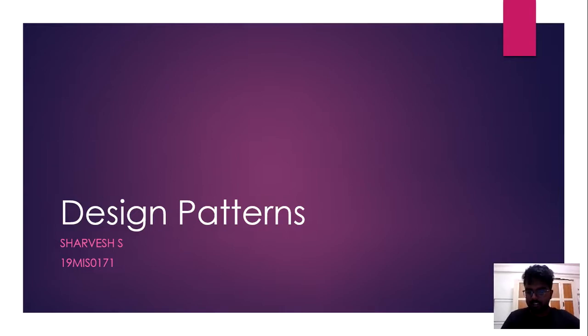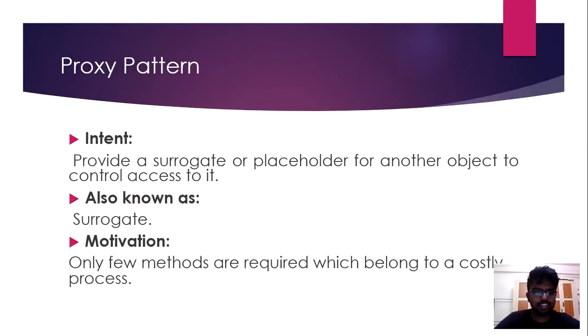Okay, so let's get started. The pattern that I've chosen is the proxy pattern. Let's get started with the intent. This particular proxy pattern provides a surrogate or a placeholder for another object to control access to it. Basically, it creates a proxy placeholder in place of the main object in order to control the methods of that object. It is also known as the surrogate.